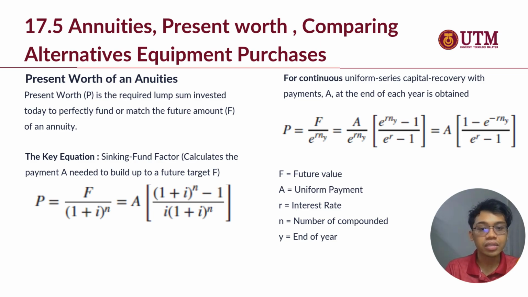Here are the calculations that we use, which include the future value, uniform payment, R for the interest rate, N for the number of compounding periods, and Y for the end of the year that we want. An example for 20 years and above.